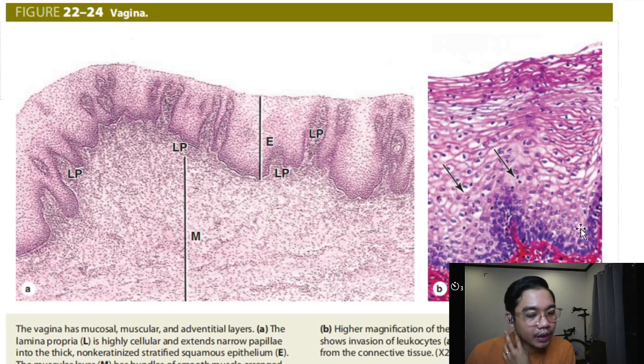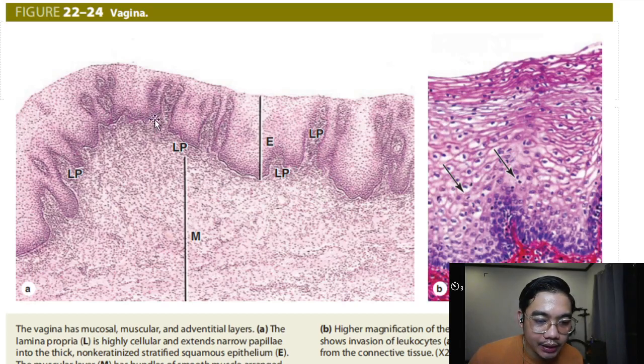So, if you can see, stratified squamous is your mucosa, your lining, but there are not many glands within, no? So what moistens and lubricates your vagina is not necessarily glands, but blood vessels, no? The blood vessels dilate, and once they become leaky, the fluid from the blood vessels will lubricate the vagina upon arousal.